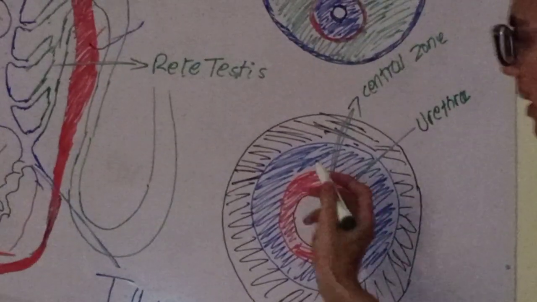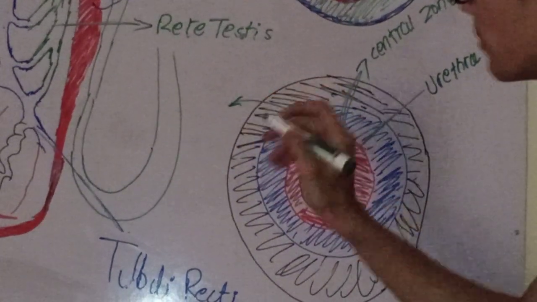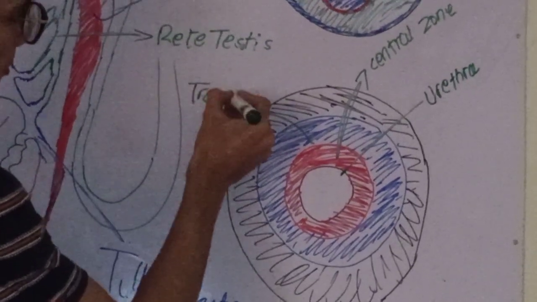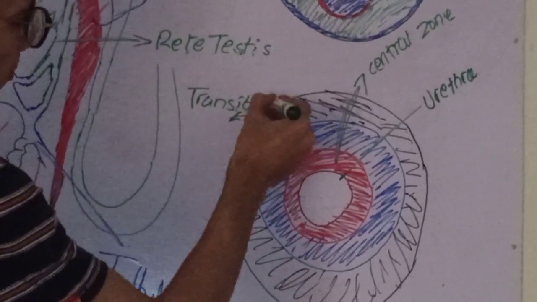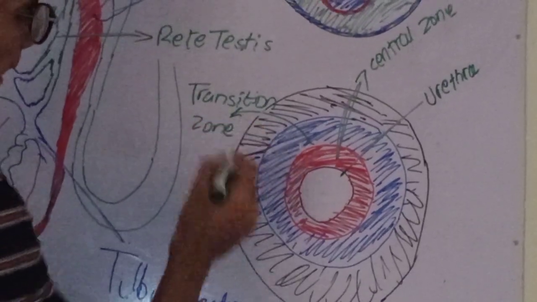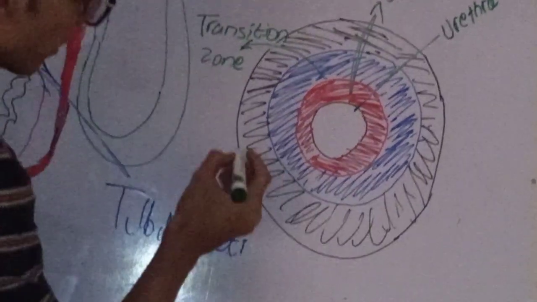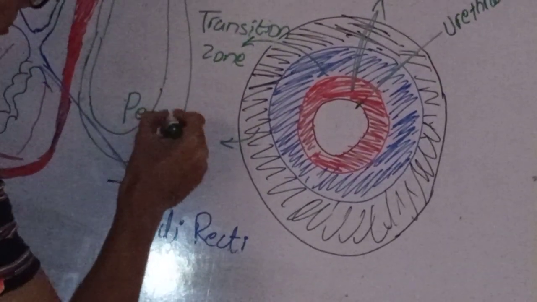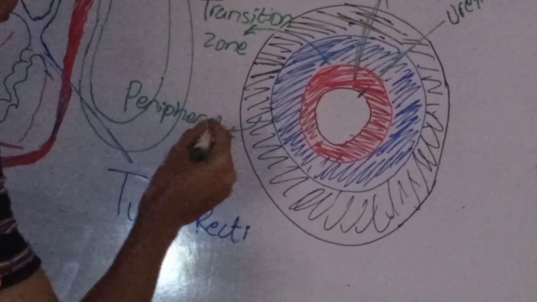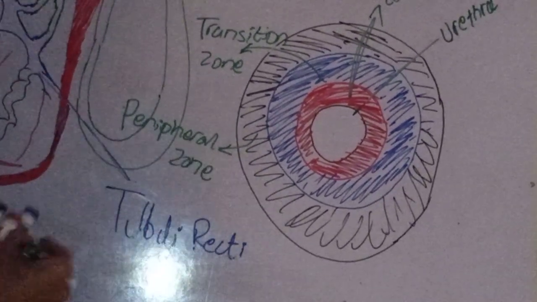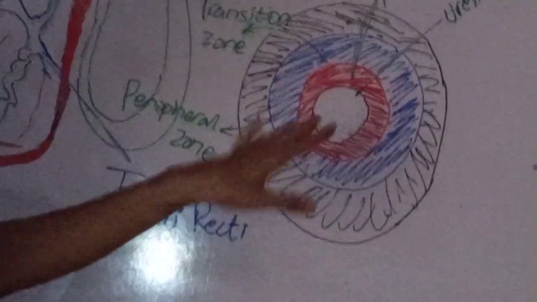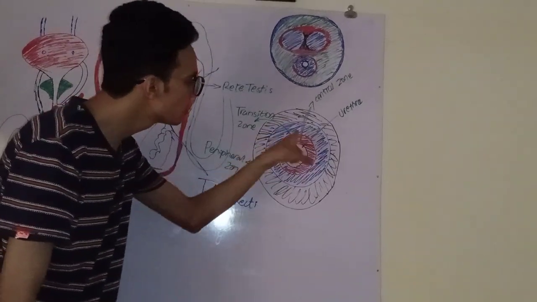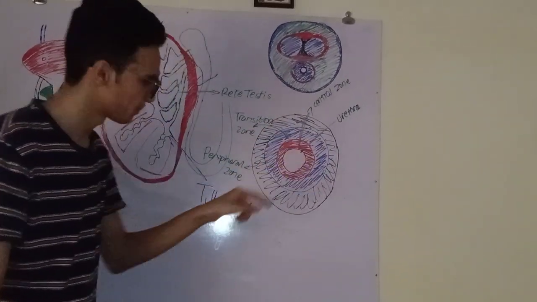Around it there will be the transition zone. And around the transition zone there is the peripheral zone. For example, the prostate gland actually consists of three zones and the urethra. This is the urethra, this is the central zone, this is the transition zone, and this is the peripheral zone.